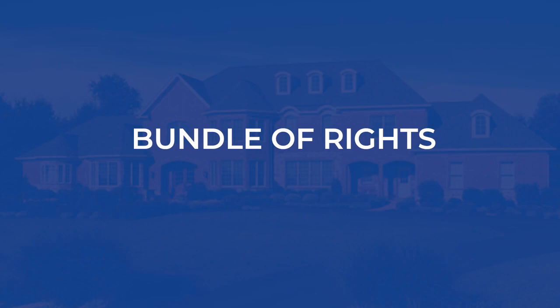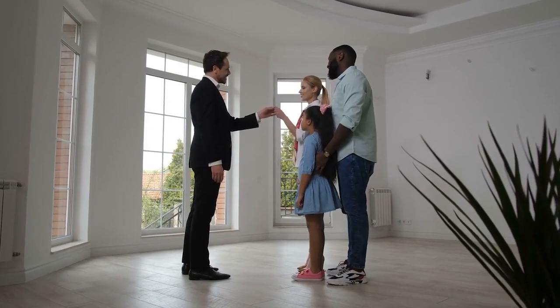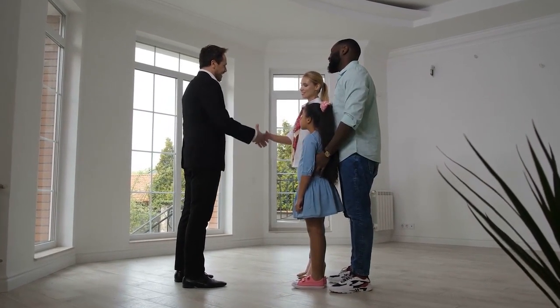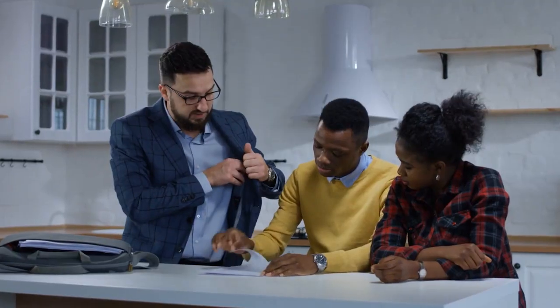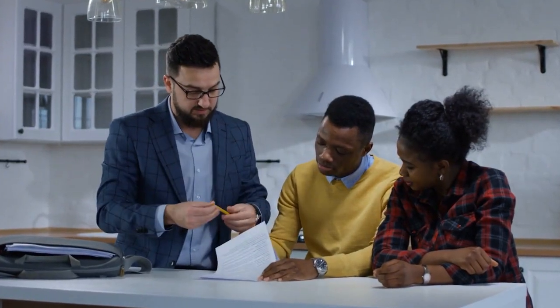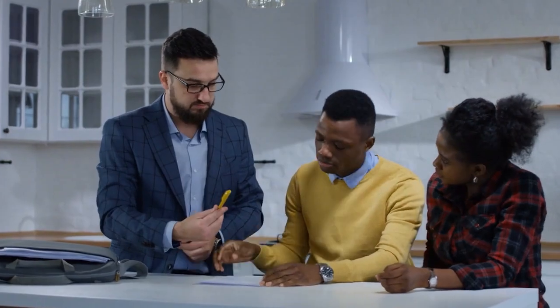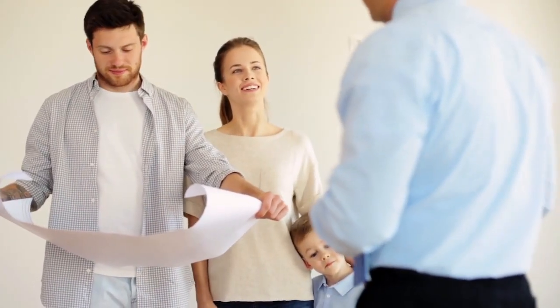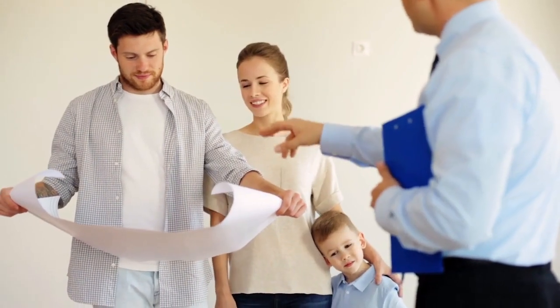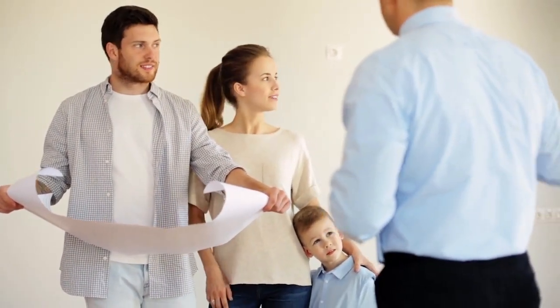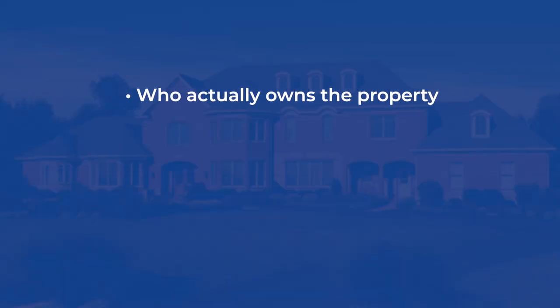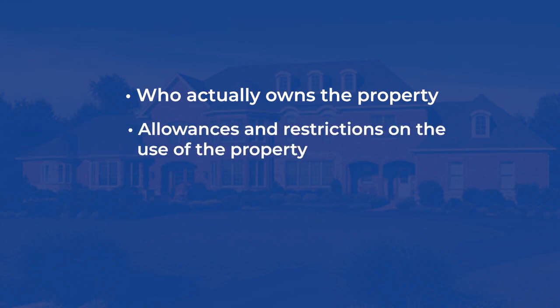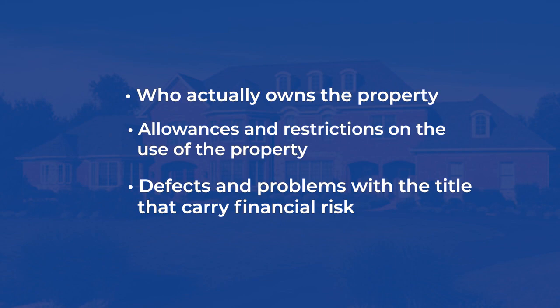So when a piece of real estate is bought or sold, the title to that property is the thing that actually changes hands. But a title can be a complicated thing that's affected by a number of conditions. When someone's considering selling a property, they'll often have a title search performed. This can provide a complete history of the title, including information as to who actually owns the property, allowances and restrictions on the use of the property, and defects and problems with the title that carry financial risk.